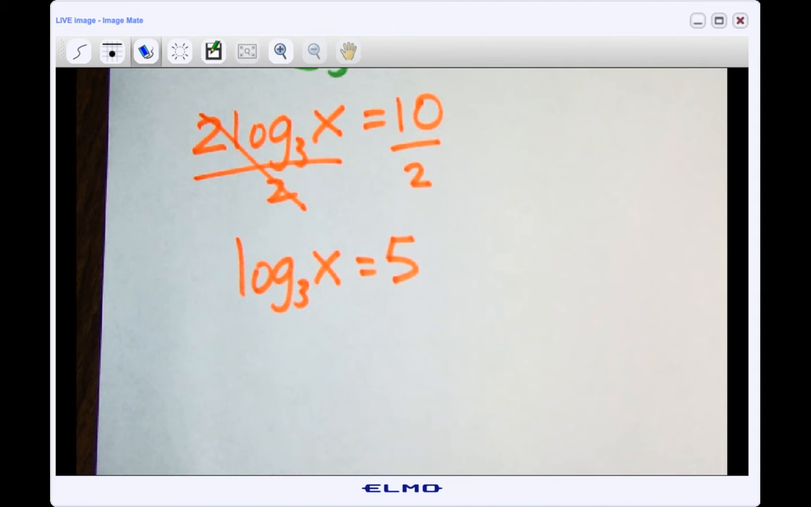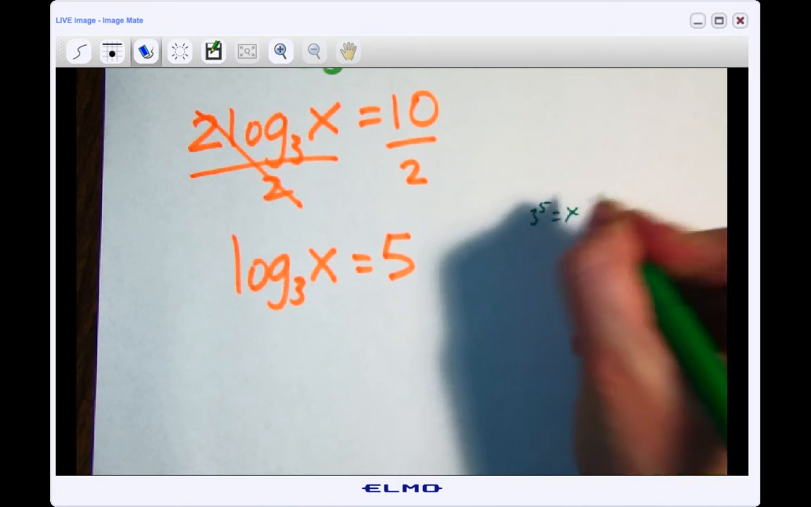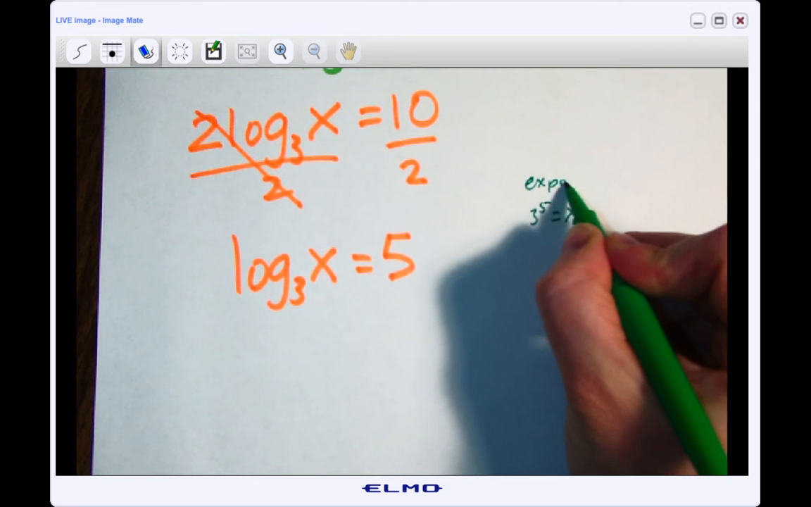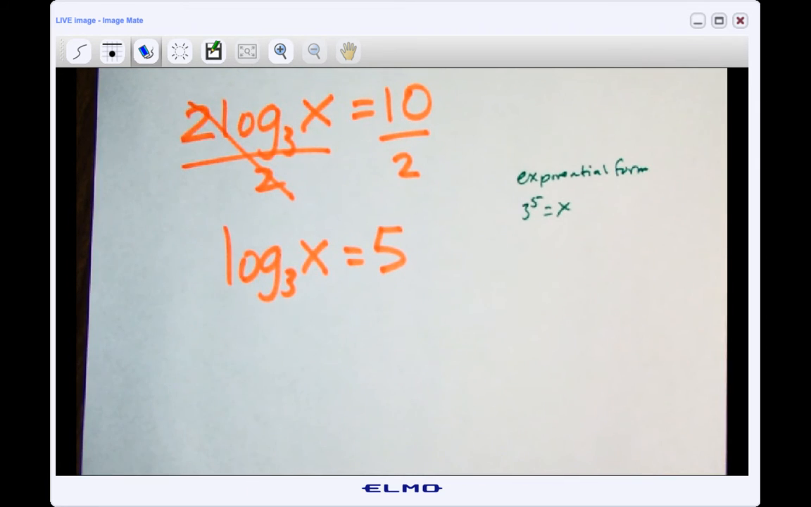Okay, now there's a couple ways you can think about this. You can think about it as putting it in an exponential form, which is probably the way that a lot of you are thinking about it right now, because that's what we just did. We would say 3 to the 5th is equal to x if I put it in an exponential form. But we could also use our inverse function idea. So I'm going to use that idea that we talked about in the last video.